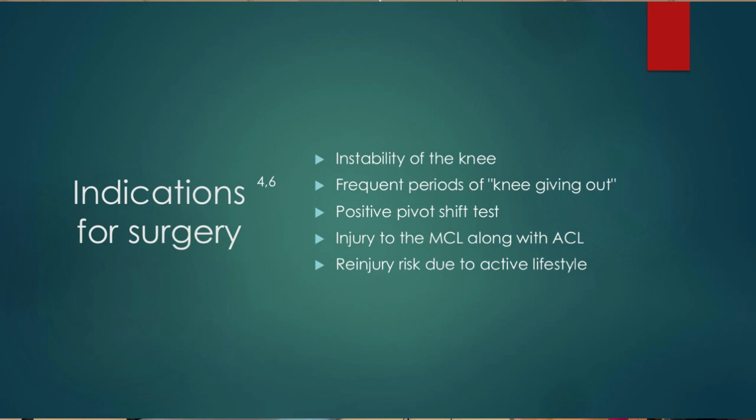So a little bit about the indications for the surgery. Instability of the knee would be a major reason for having the surgery, like frequent periods of your knee giving out, just walking in Walmart or something, and you feel like your knee is going to go out any second. A positive pivot shift test, which has a very high specificity for the anterior cruciate ligament, injury to the MCL along with the ACL, and a re-injury risk due to an active lifestyle, like for athletes.